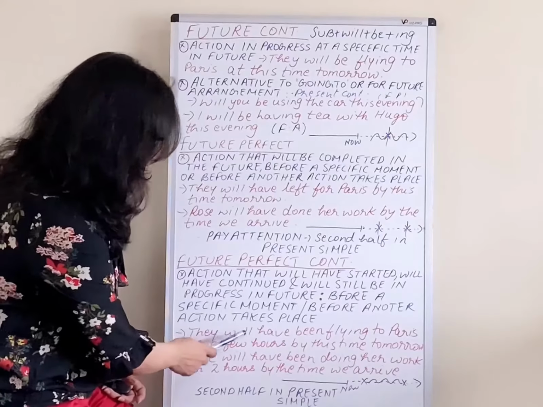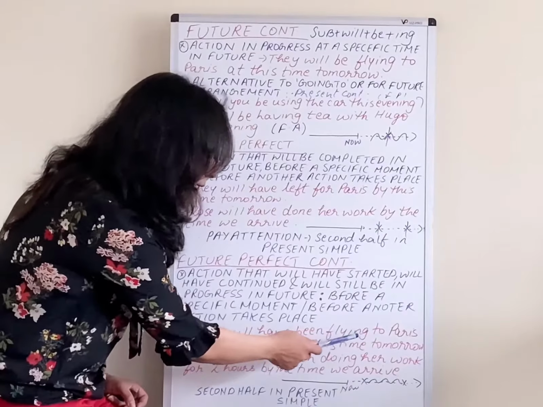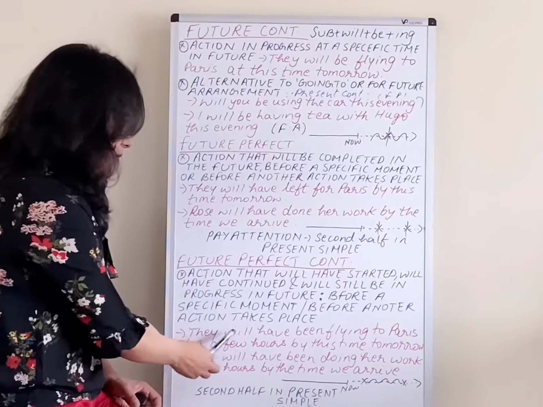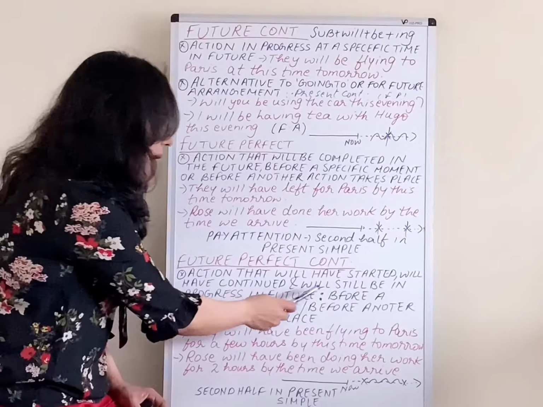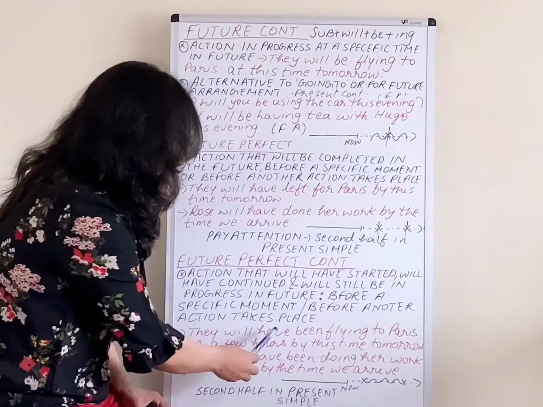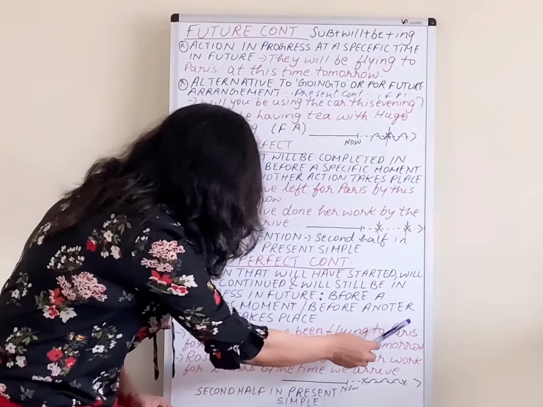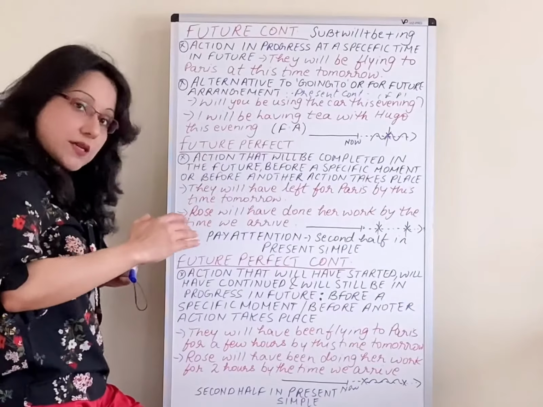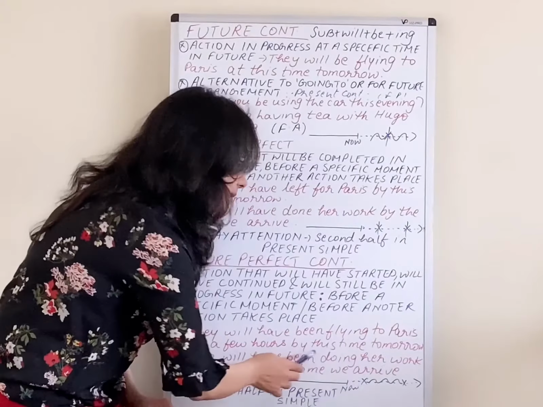Look over here. They will have been flying to Paris for a few hours by this time tomorrow. So this is what we mean when we say an action that will have started. They will have been flying. So the action already started, will have continued, and will still be in progress in the future before a specific moment. It started a few hours before this time tomorrow. That's exactly what this sentence means: something that will have started and will be in progress before a specific moment, so by this time tomorrow.